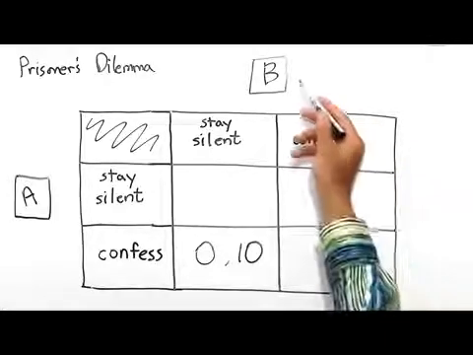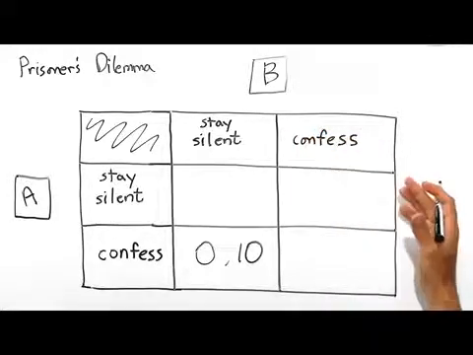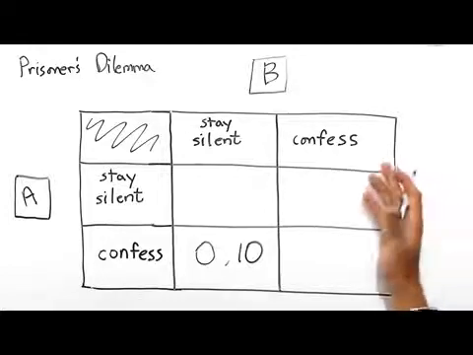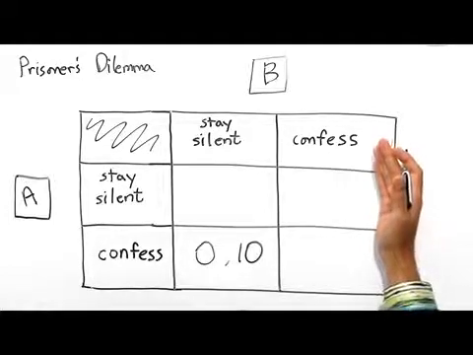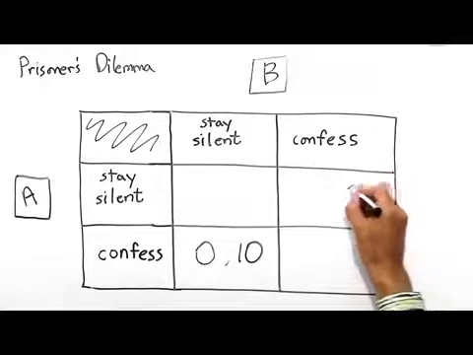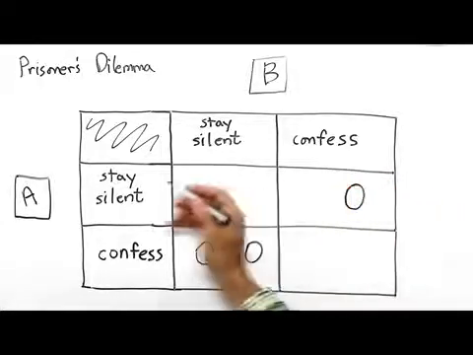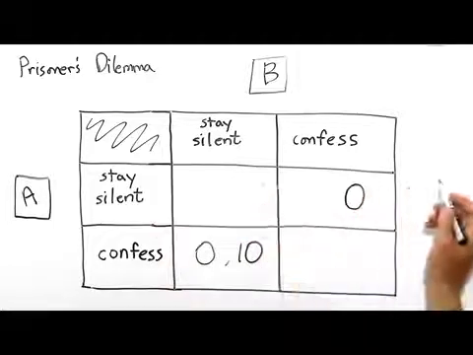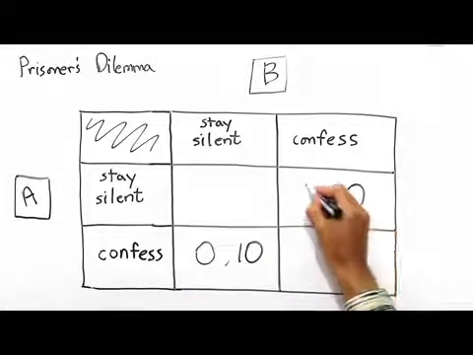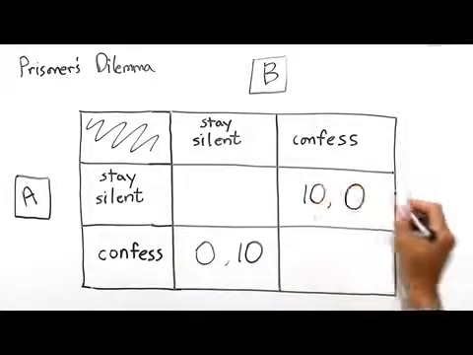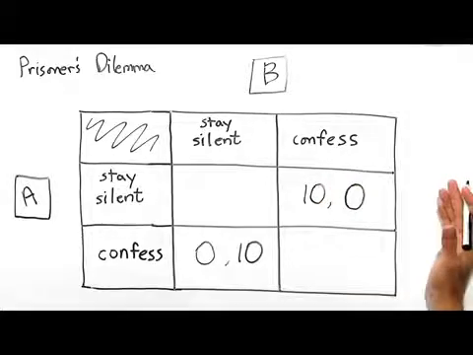Similarly, the police go to prisoner B, and they basically say the same thing. They say, look, prisoner B, if you confess to the crime, we will let you go free. And if your partner stays silent, they will take the full penalty, a sentence of 10 years.